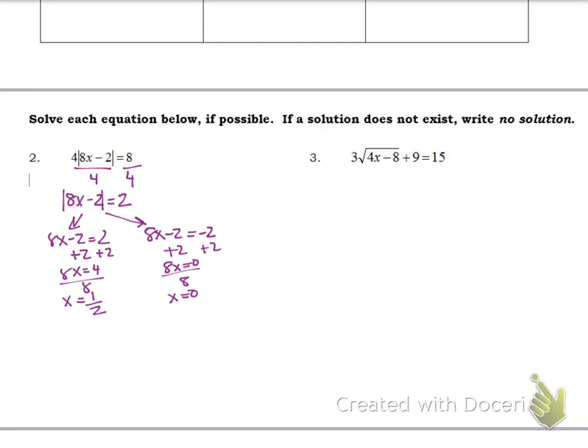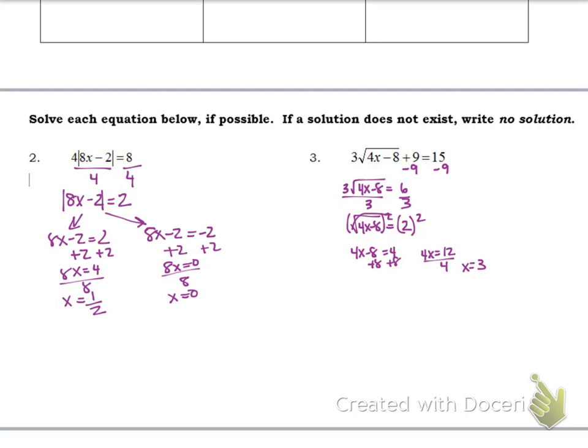My next one here, we're going to subtract 9. Divide by 3, because right now it's being multiplied. Opposite of multiplying is dividing. My last step is getting rid of everything so that I can then square both sides. It will cancel, so I'll get 4x minus 8 equals 4. We can add 8. Divide by 4, I got x equals 3.